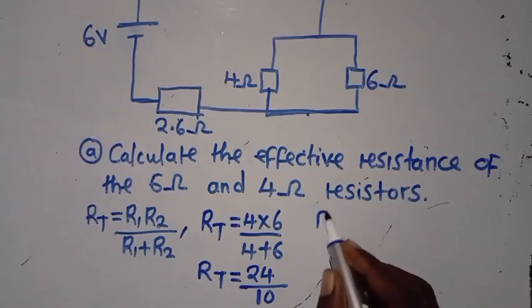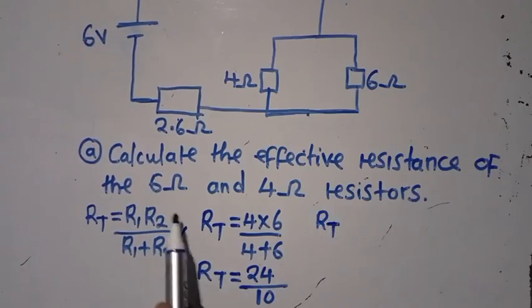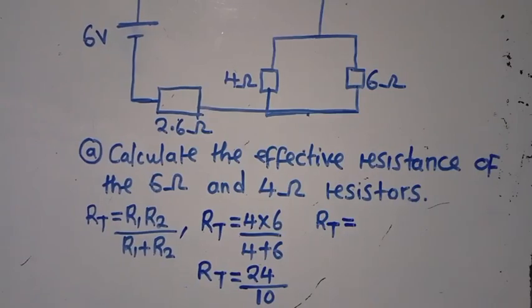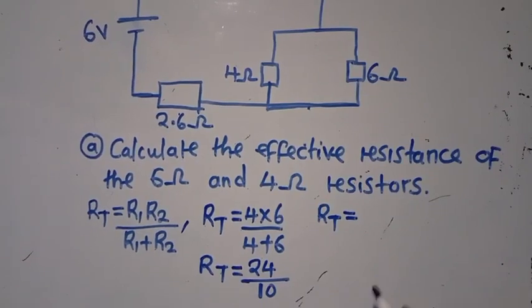So what is our total resistance? What is the total resistance between the 6 ohm resistor and the 4 ohm resistor? Let me see if people are following. If you divide here, what answer are you getting?